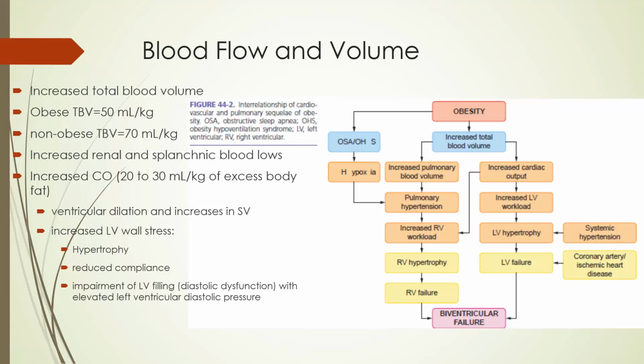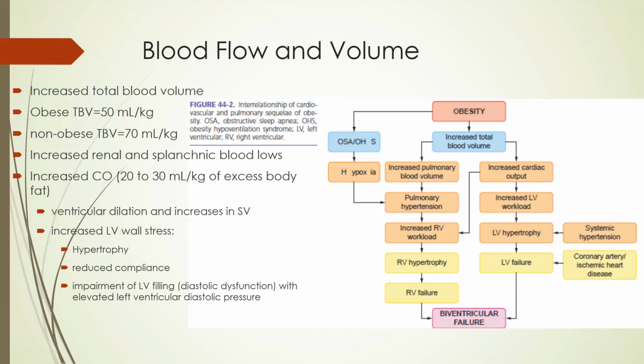Renal and splanchnic blood flow are typically increased. Cardiac output increases with increasing weight as much as 20 to 30 ml per kilogram of excess body fat because of the ventricular dilation and increase in stroke volume. The resulting increase in left ventricular wall stress leads to hypertrophy, reduced compliance, and impairment of left ventricular filling, so diastolic dysfunction. You get elevated left ventricular diastolic pressure and pulmonary edema.